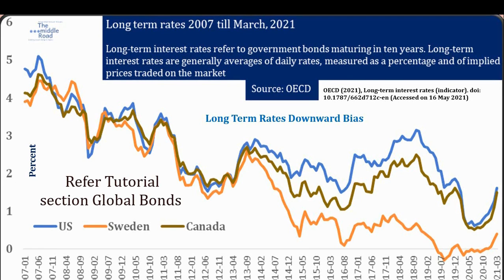If you look at my global bond market tutorials, you'll understand what the yields are. Basically, what it's showing is that when you're buying, the prices go up, and that's how the yields are coming down.